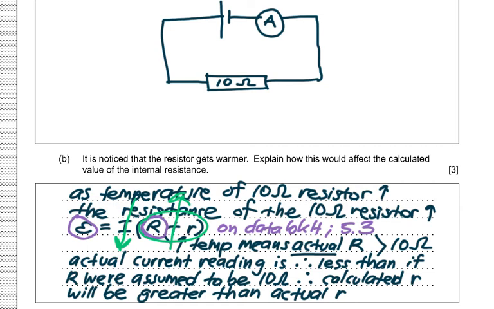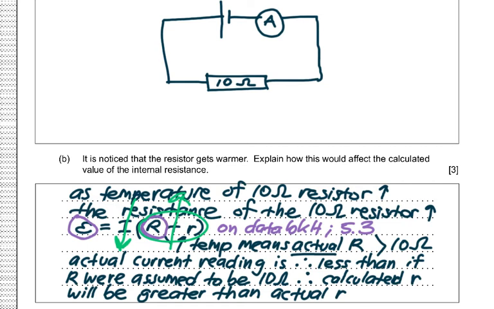So in other words, that's what I wrote here. Actual current reading is therefore less than if the resistance of the 10 ohm resistor were assumed to be 10 ohms. And the point is, and this is why this is in topic A, if the experimenter did not recognize or control for the heating of the resistor, and just said, oh yeah, the attached resistance is 10 ohms, then that's going to cause a lower current reading, and then the sum of the resistor and the internal resistance is going to be higher.